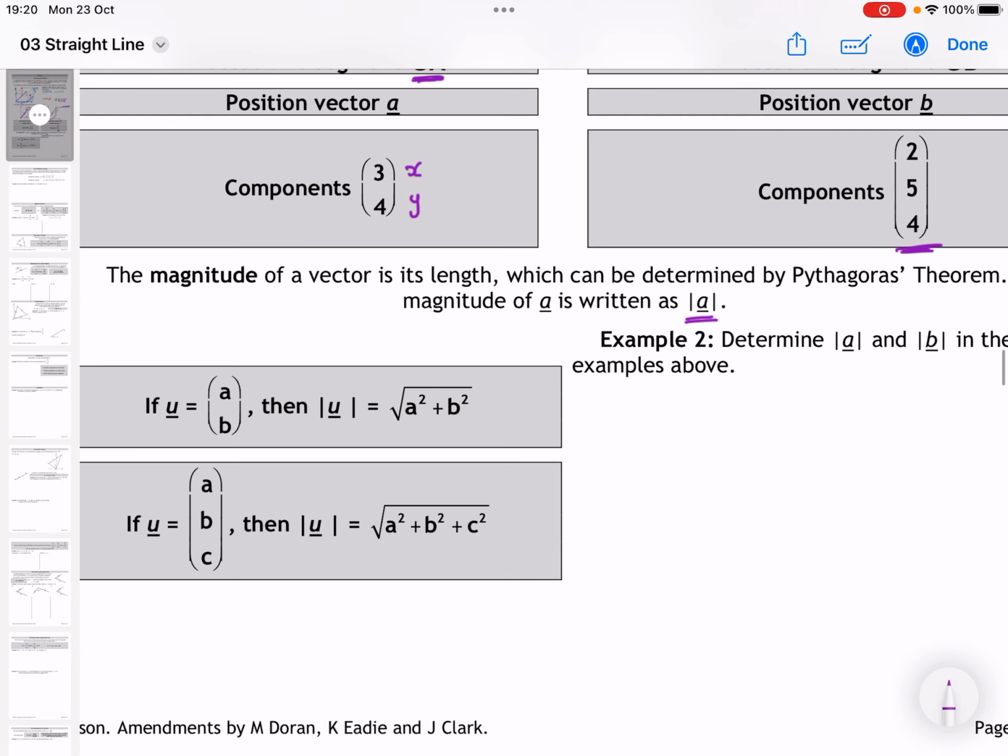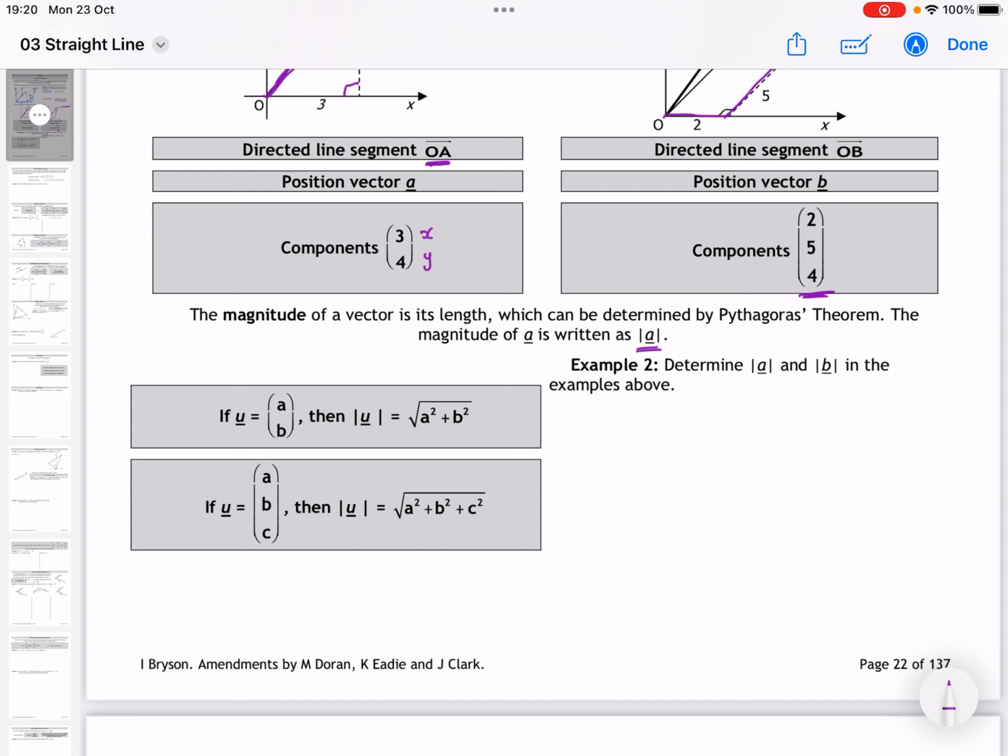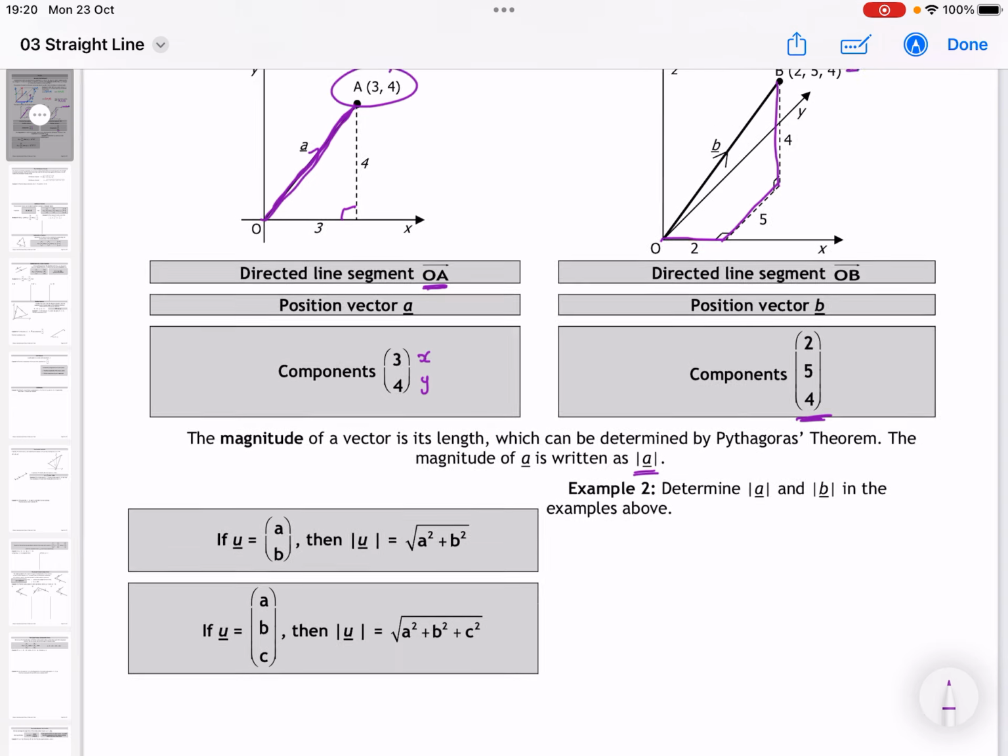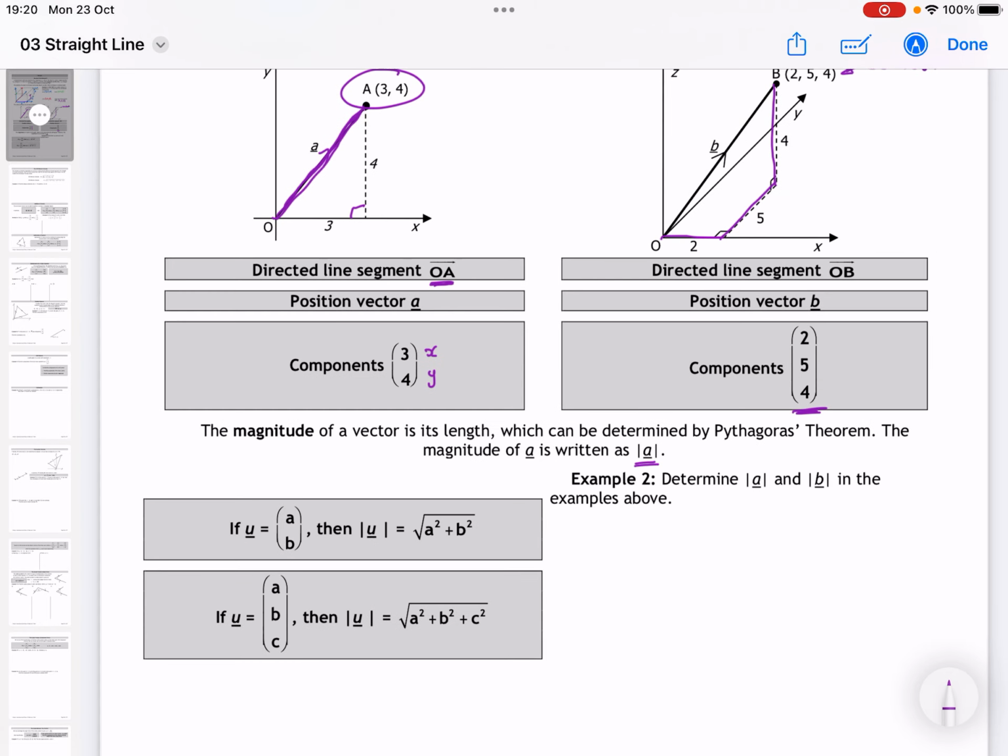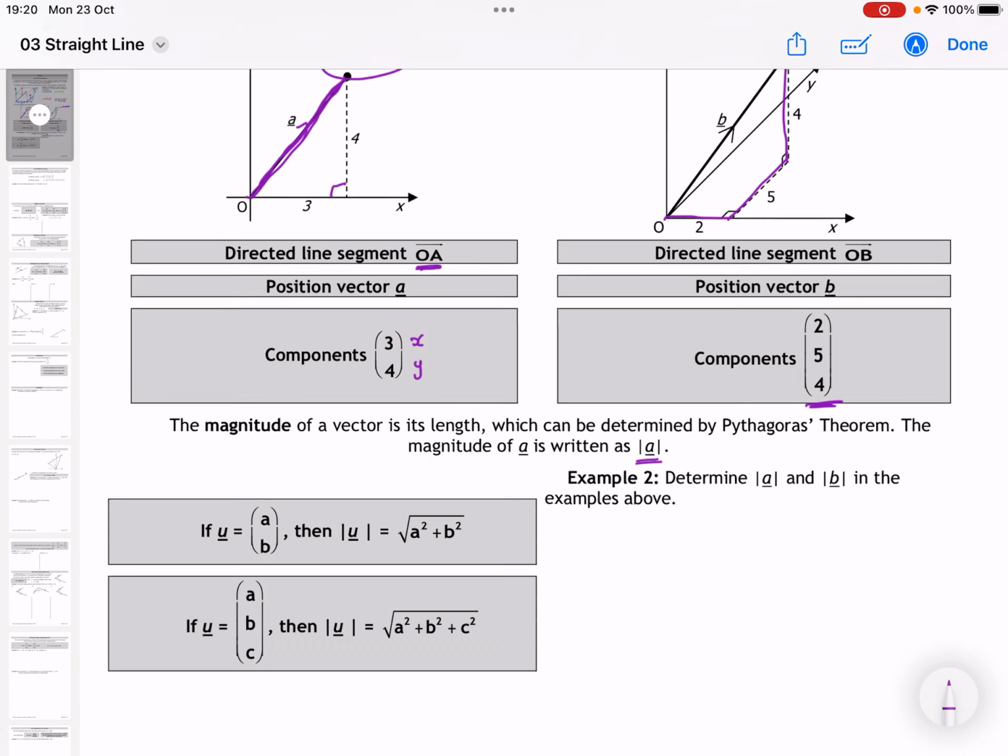Okay? So it says here, if u is (a, b), then the magnitude of u is a squared plus b squared, all square rooted. This is a quick version of doing Pythagoras. If vector u is (a, b, c), then the magnitude is a squared plus b squared plus c squared, all square rooted. Now, depending on how you were taught 3D Pythagoras, depends on how you would answer this question. Okay? Now, in the examples above, find the magnitude of A and B.